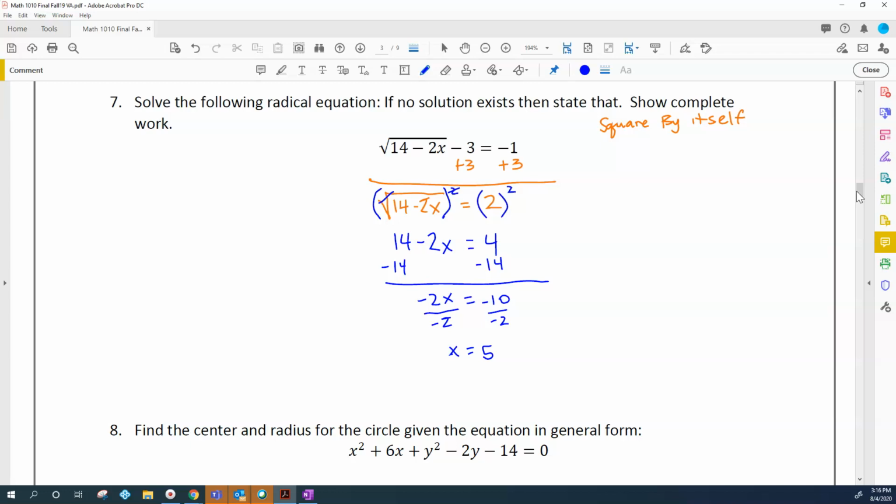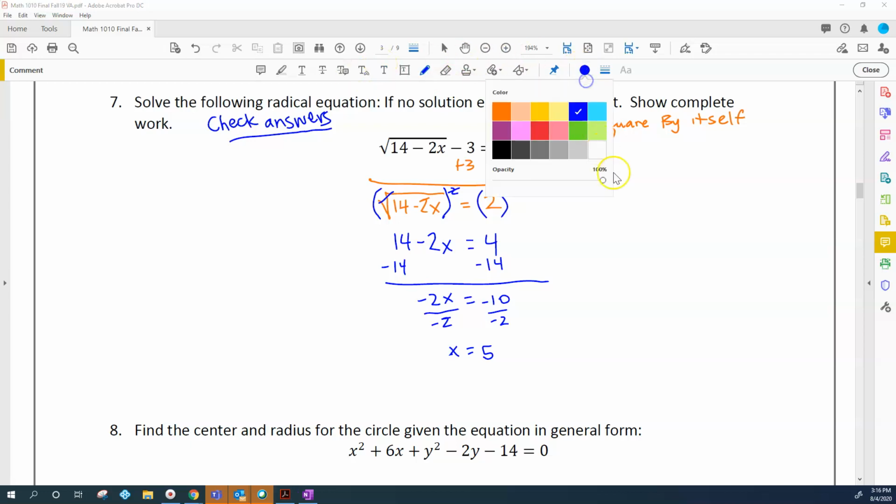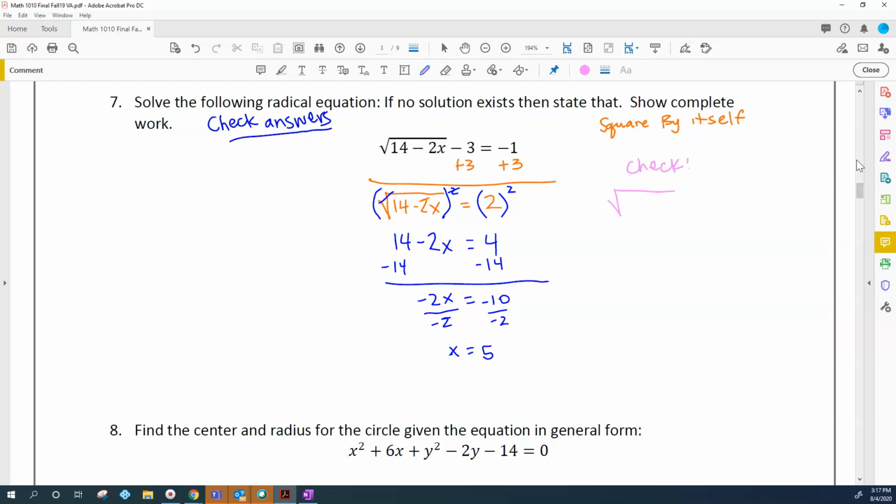And it's always a good idea to check your work on this. So check your answers whenever you're dealing with square roots. So let's do that just really quick over here just to make sure everybody remembers how to do that. If we check the work, we're just putting 5 in place of x in my original question. So I've got square root of 14 minus 2 times 5, and then on the outside of the square root, minus 3 equals negative 1.